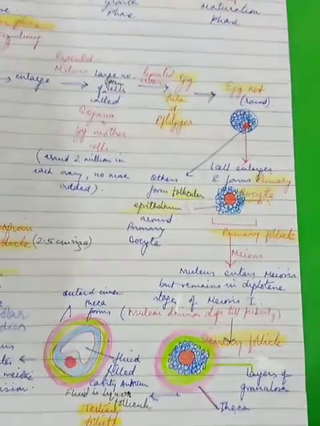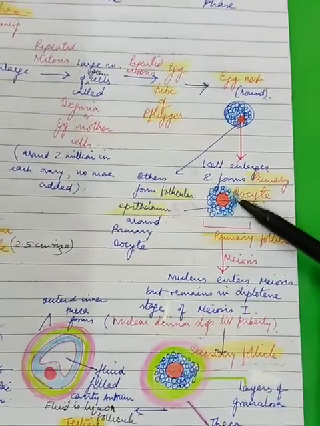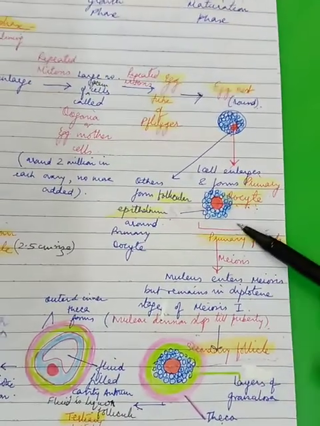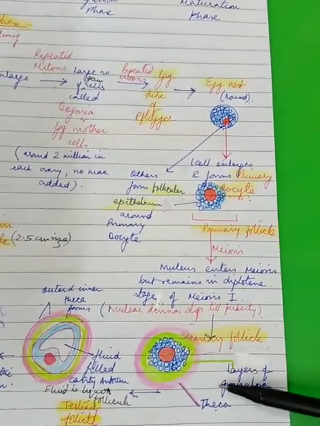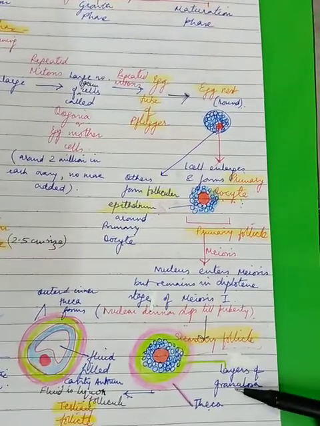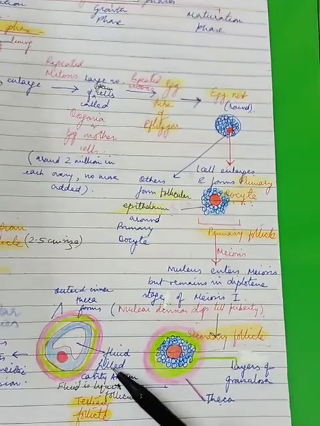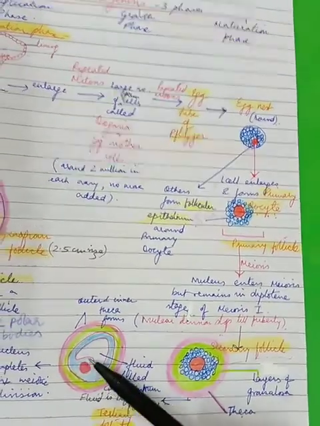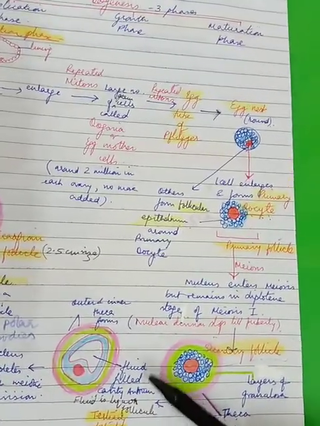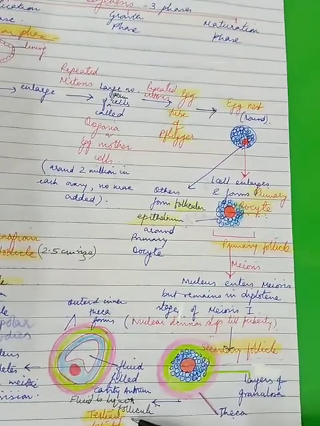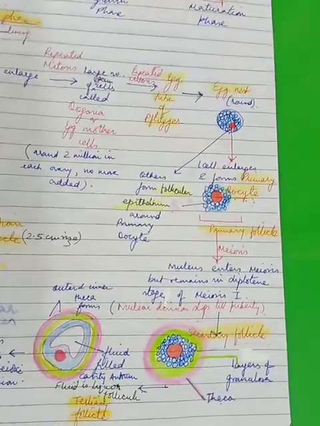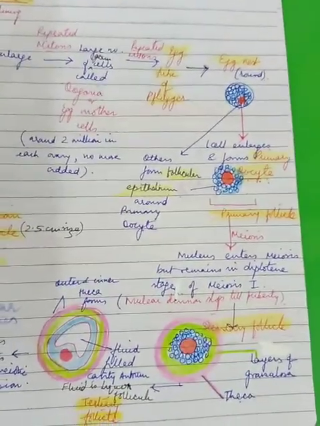Once again children, primary follicle was only the nucleus and follicular cells. When primary follicle got two extra layers, many layers of granulosa and theca, it became secondary. And secondary, now when it develops a cavity or antrum which is filled with a fluid called liquor folliculi, we call it the tertiary follicle.